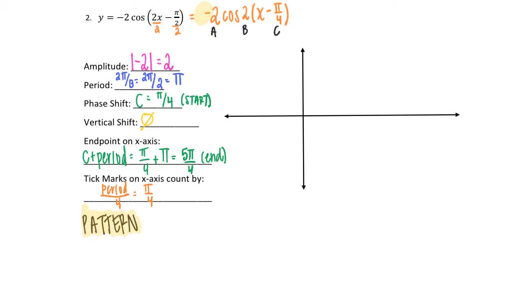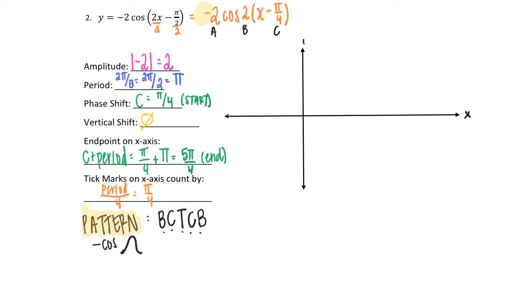And then finally, your pattern. It's a cosine curve, but it's also a negative cosine curve. So instead of starting at the top, it's going to start at the bottom and make kind of an anthill look. So it starts at the bottom, back to the center, top, center, bottom. Notice how there's 5 pieces. You should have 5 tick marks along your x-axis.